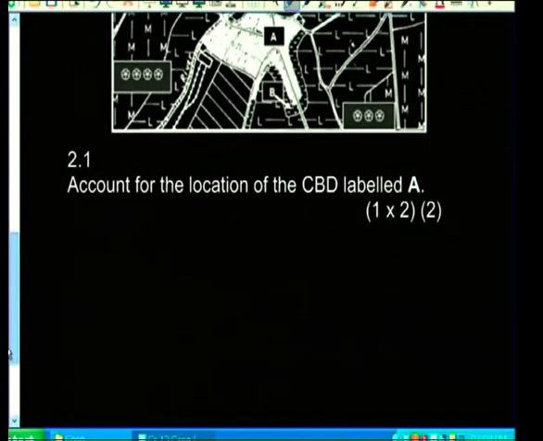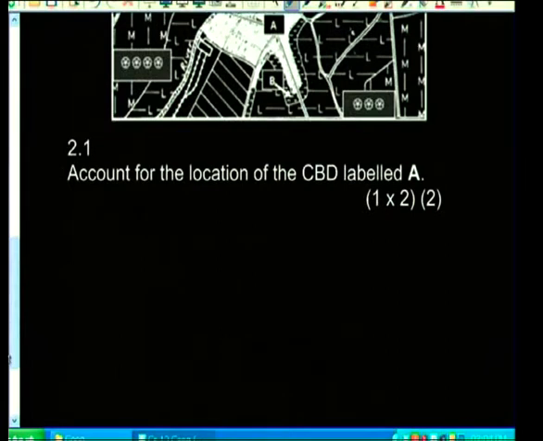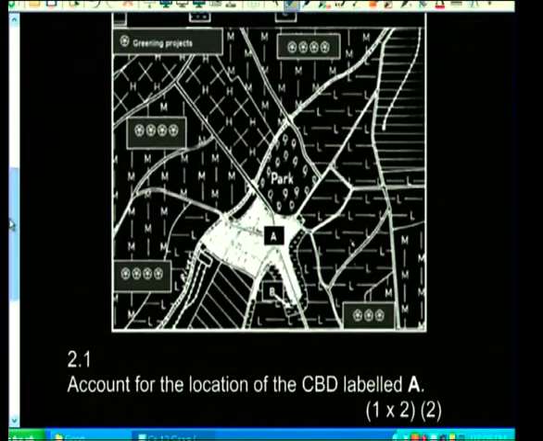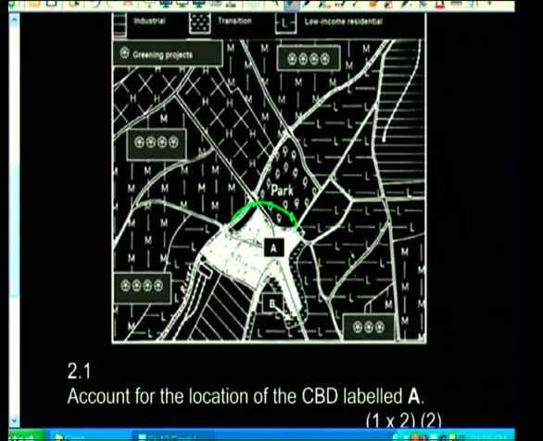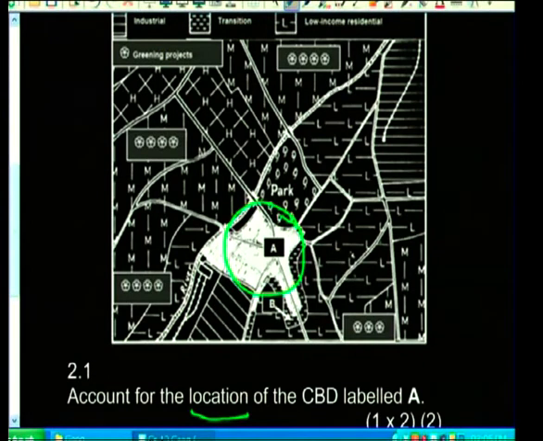The first question that is asked for question 2.1 is account for the location of the CBD labeled A. Now the CBD once again is right in the center of our town, and that's very typical of where a CBD should be located. The CBD stands for Central Business District. And so the question, account for the location. So in other words, account why the CBD has grown and built in the particular area that it is.